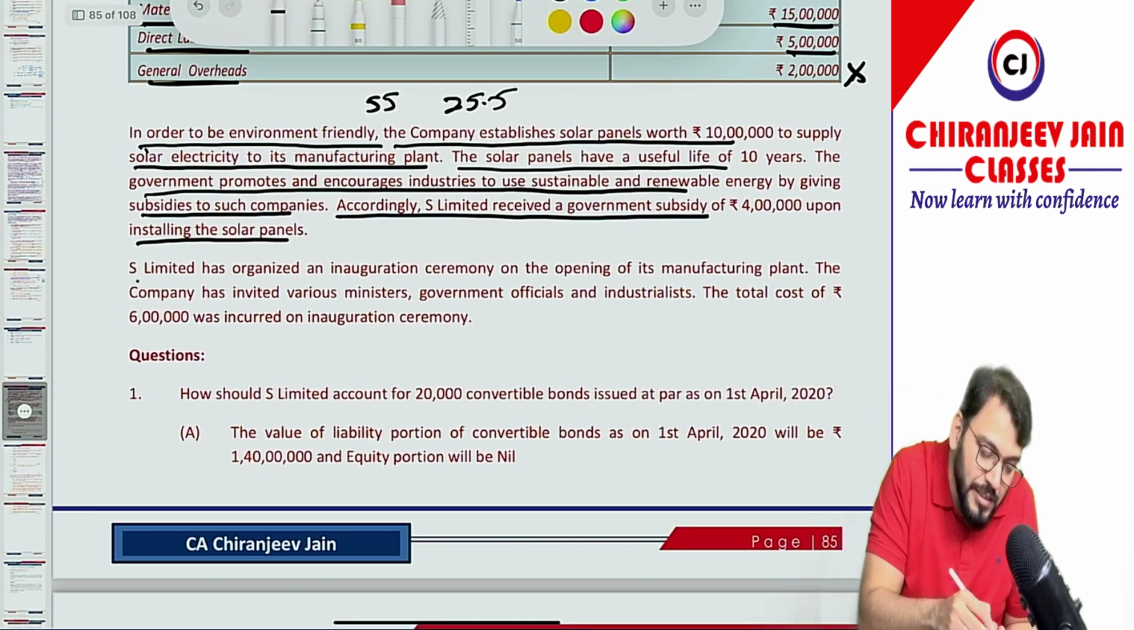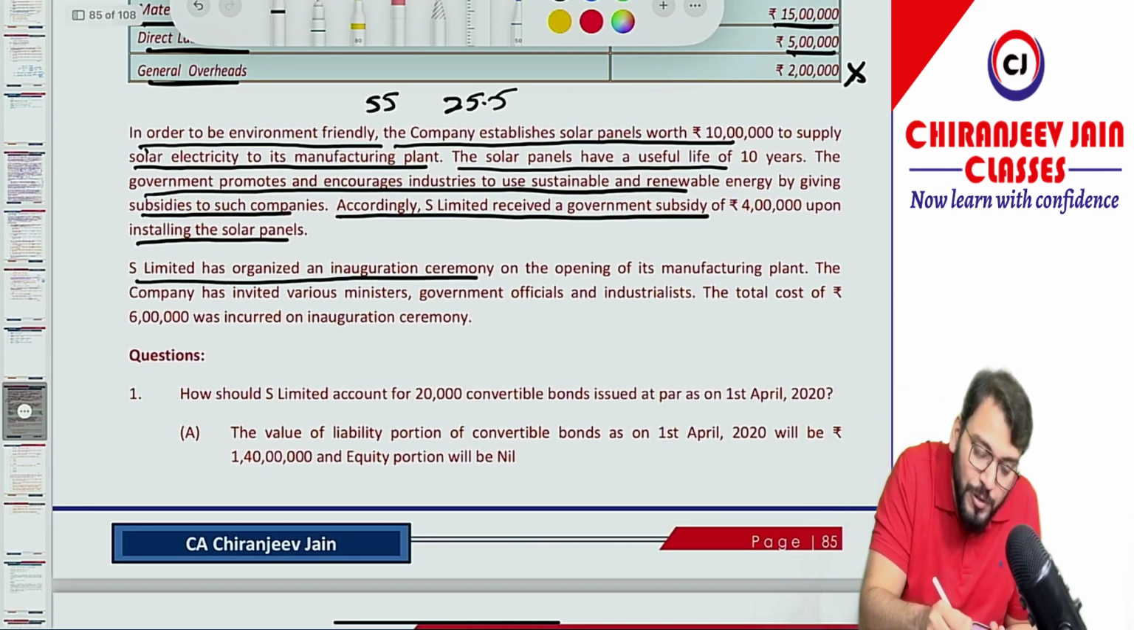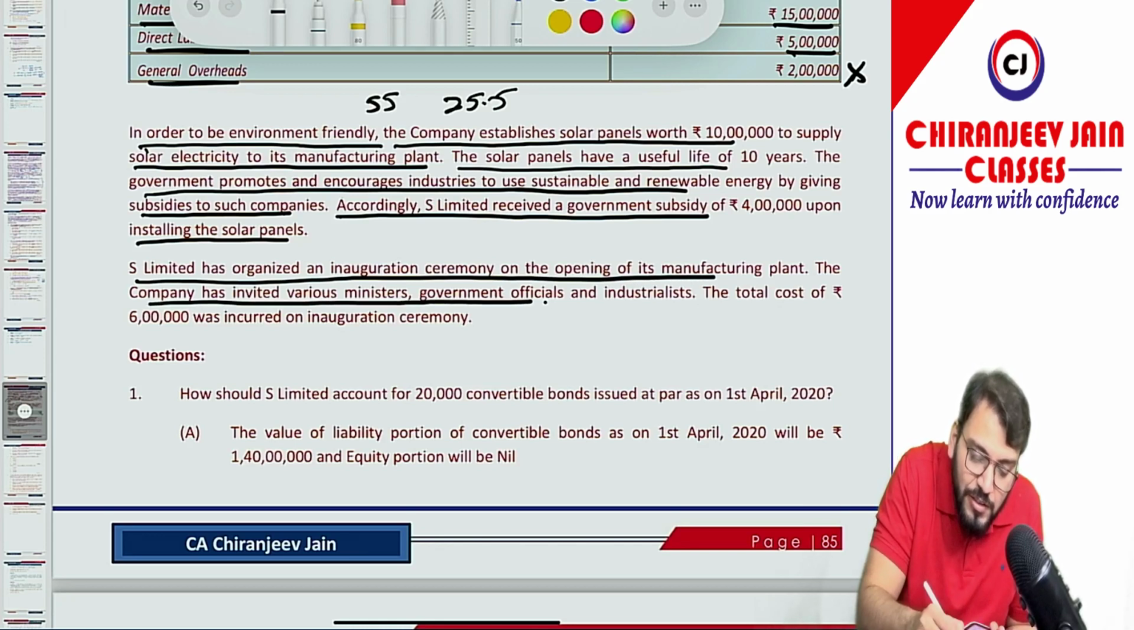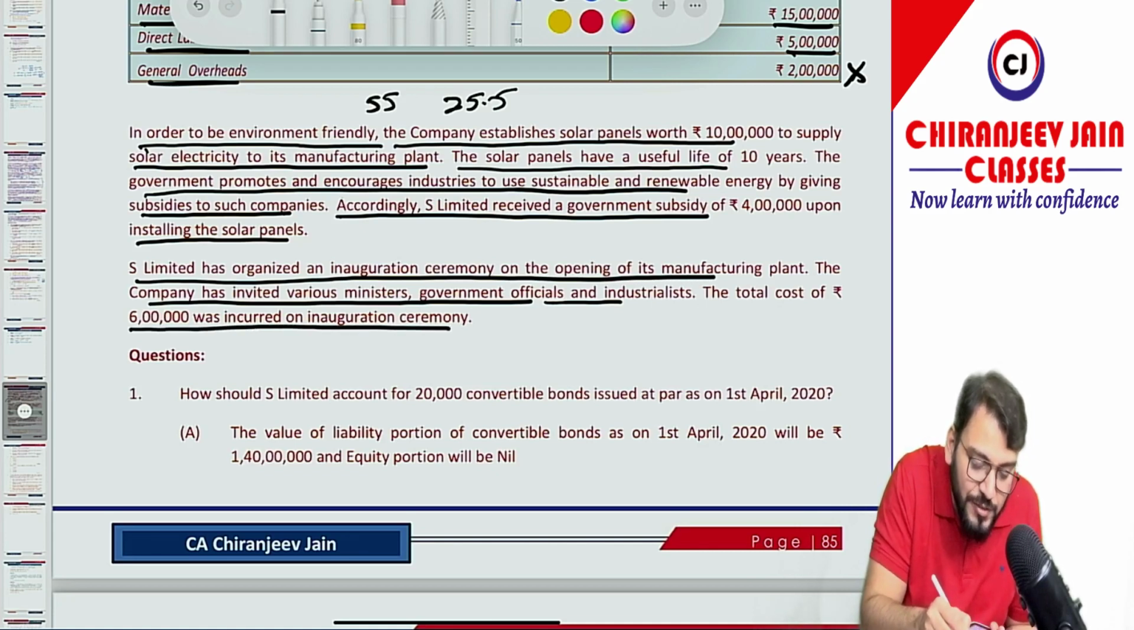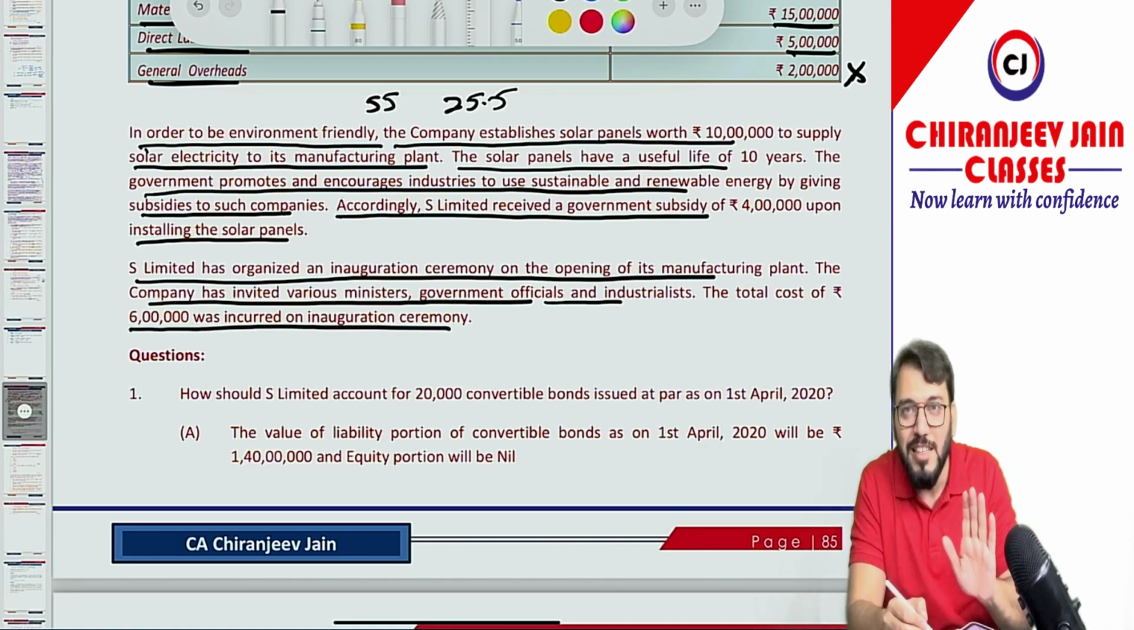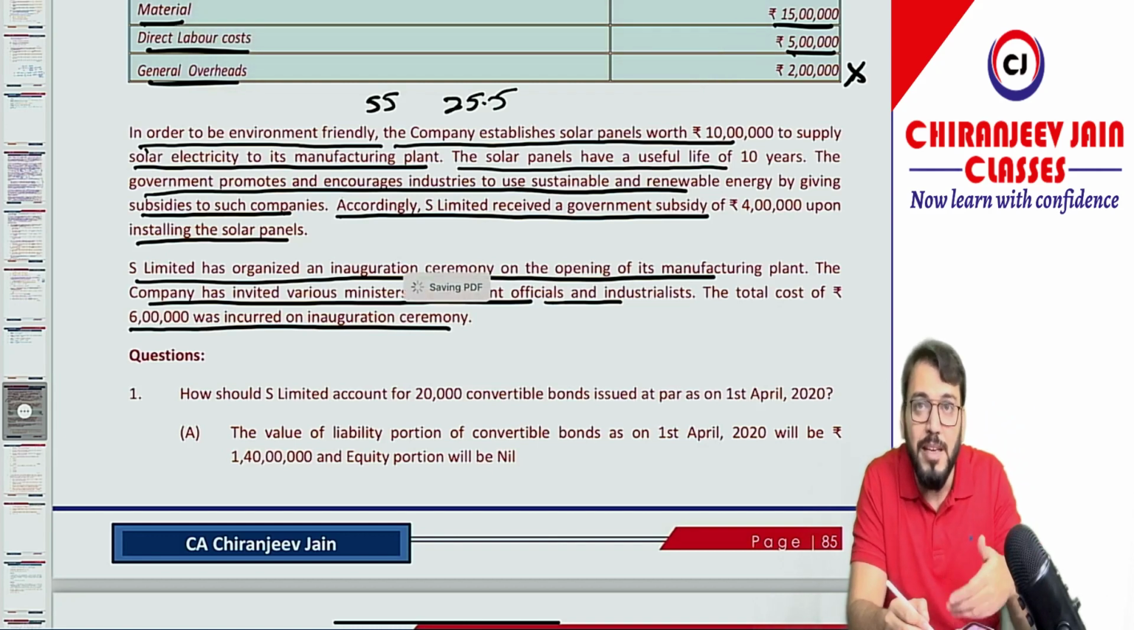S Limited has organized an inauguration ceremony on the opening of its manufacturing plant. The company has invited various ministers, government officials and industrialists. The total cost of rupees 6 lakh was incurred on inauguration ceremony expense. So as per Ind AS 16, this will not be capitalized because this cost will be incurred once the asset is actually ready for use.